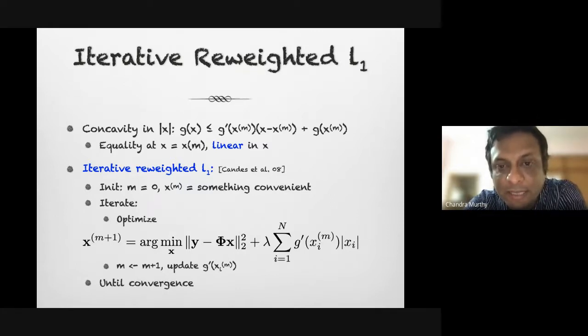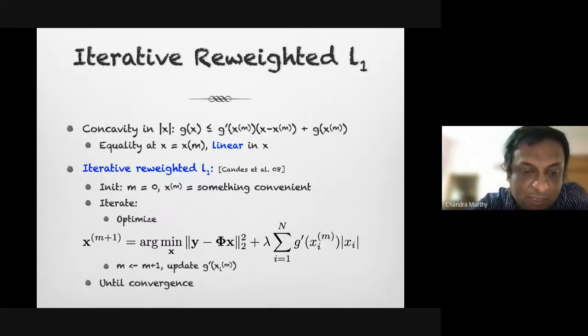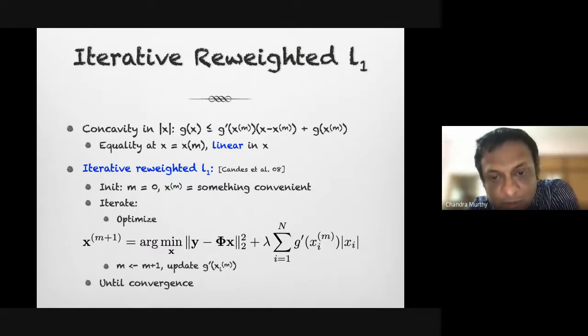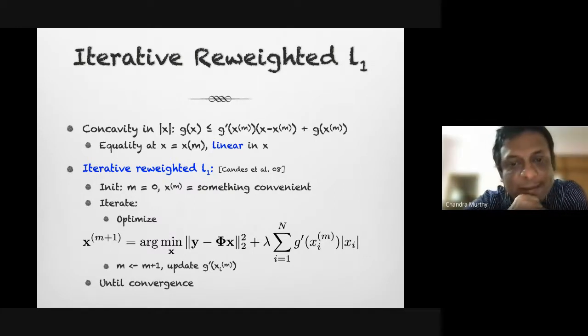This is a linear function in x. So any concave function in x can be upper bounded by the derivative at the current iterate times x, a linear function of x, plus g of xm. Now if you look at the last equation on this slide, what we want to solve is to minimize with respect to x the squared L2 norm of y minus phi x plus lambda times the summation of g prime at the current iterate xi of m times mod xi, because the cost function is now linear in x.